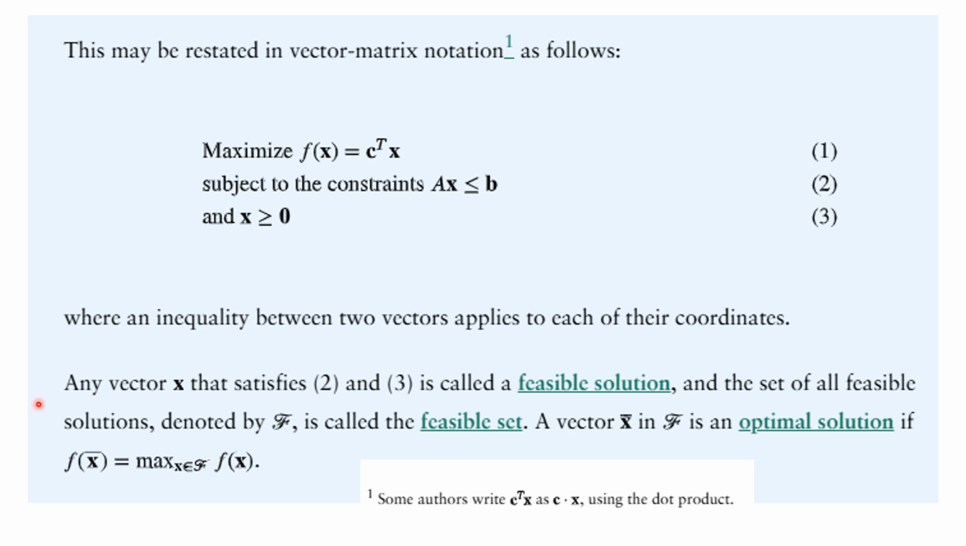Now, any vector x that satisfies what we show here as 2 and 3 is called a feasible solution. It could be used in the problem. And the set of all feasible solutions, denoted by script F, is called the feasible set. Now, a vector x bar in F is an optimal solution if f of x bar is the maximum over all x in the feasible set of f of x.